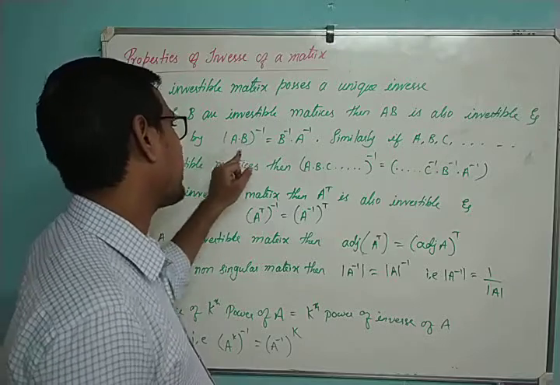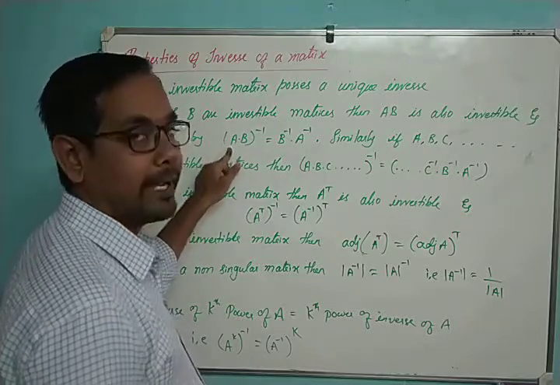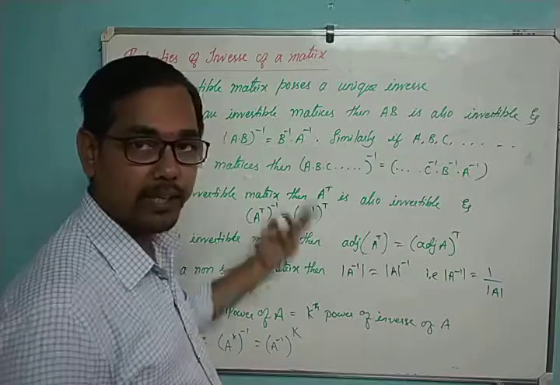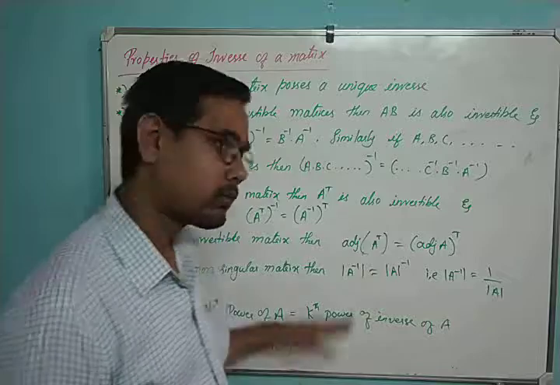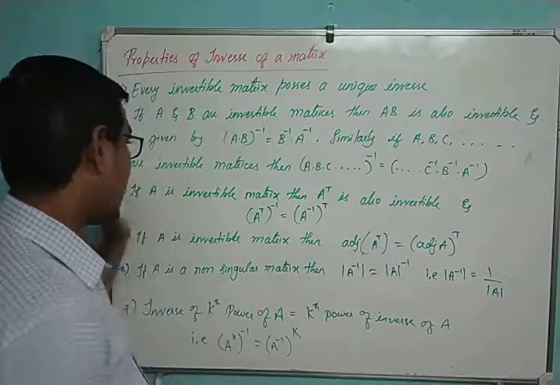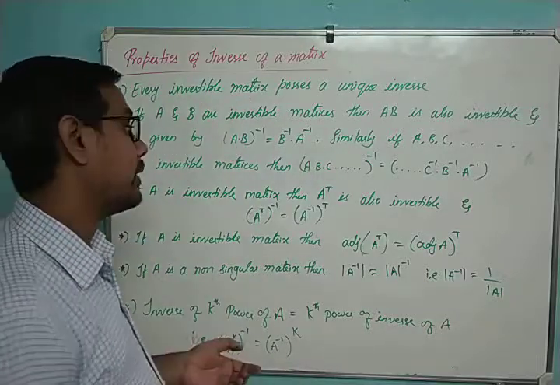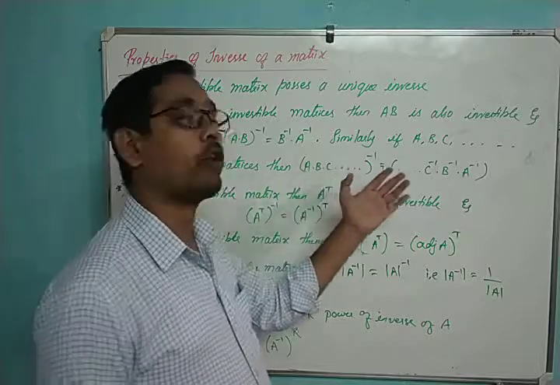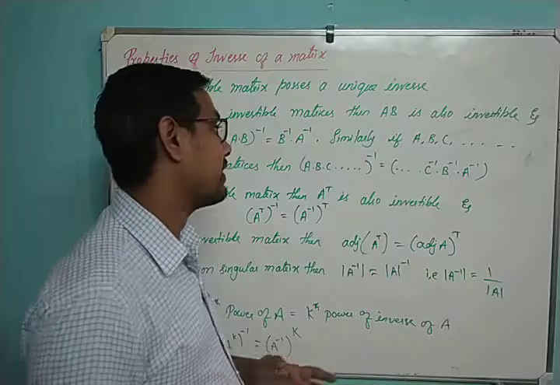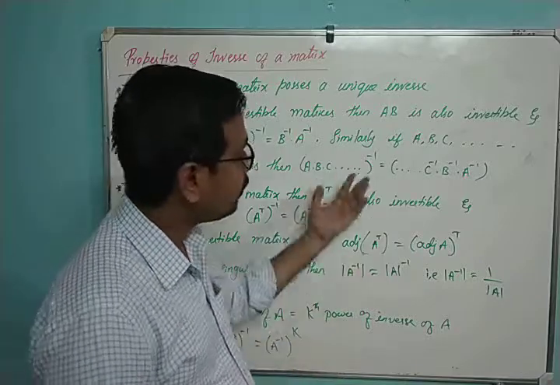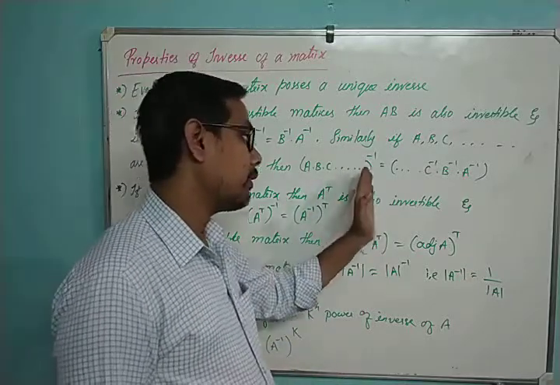A into B whole inverse is B inverse into A inverse. If it is A into C whole inverse, that will be C inverse into A inverse. Similarly, if A, B, C, and so on, up to any number of matrices are invertible, then A into B into C, and so on up to the last matrix you have considered, the multiple of all the matrices is also invertible and is given by taking the inverses from the end.